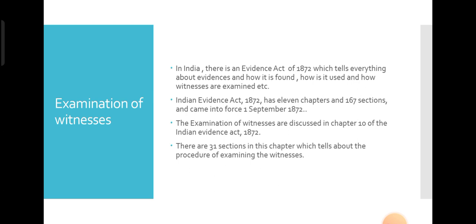Okay, second thing, the Indian Evidence Act has 11 chapters and 167 sections, which came into force from 1 September 1872. The topic of examination of witnesses is discussed in chapter 10 of the Indian Evidence Act. And there are 31 sections in this chapter which we are going to learn here. Okay, so next slide.